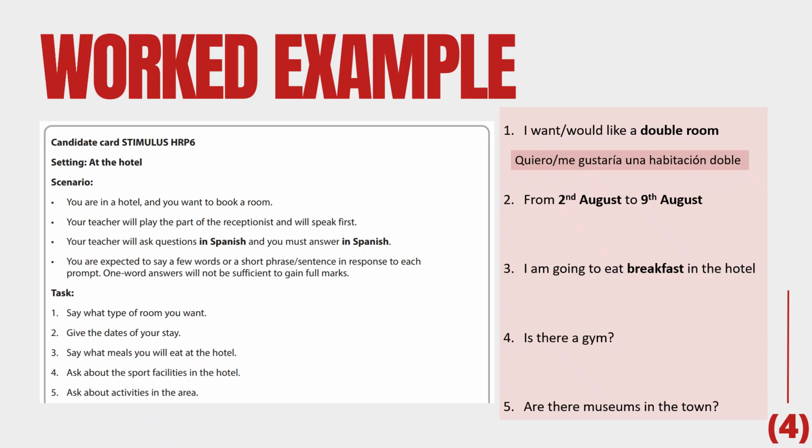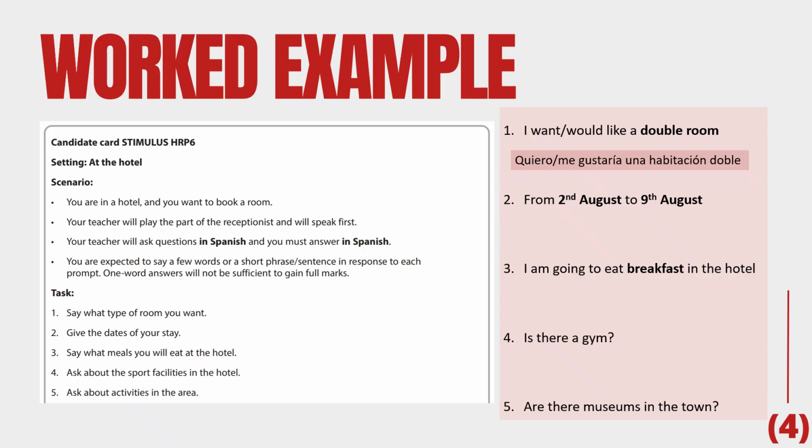Now, what I would say here is you might not know the word for double room. You might be really stuck. So think about how you would get around it. You could say for 2 people. You could say 2 beds. Okay, there are ways to get around it. Even if you only end up getting 1 mark, that's better than thinking, I don't know the word for room, therefore I'm not going to say anything.